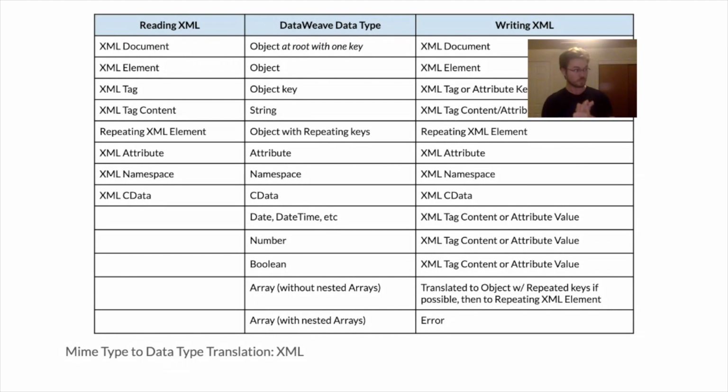So when we're reading XML, and you have an XML document, this just gets translated to an object with one key at the root. So all of your XML documents, when you translate them to DataWeave and then output them as application DataWeave, for example, are always going to be an object that has one key at the root. Let me show you this real quick.